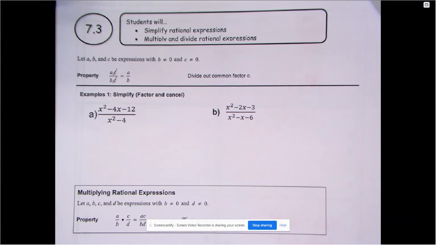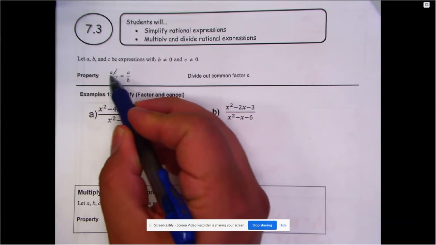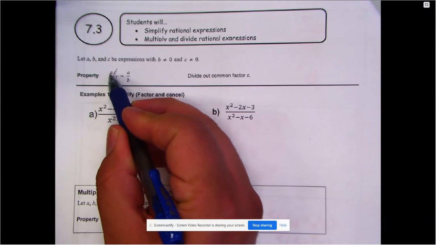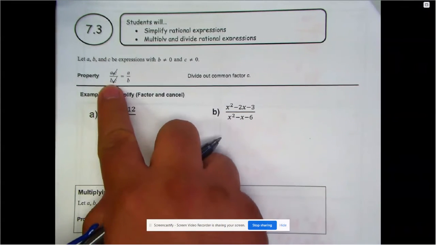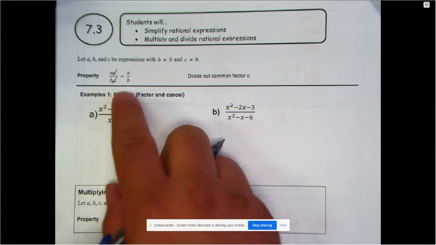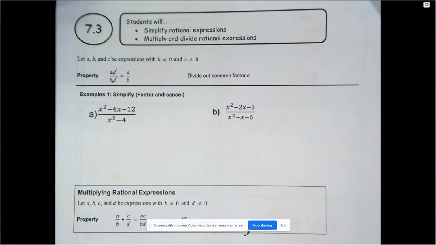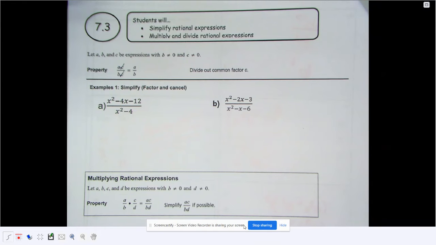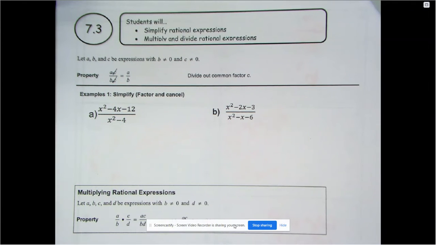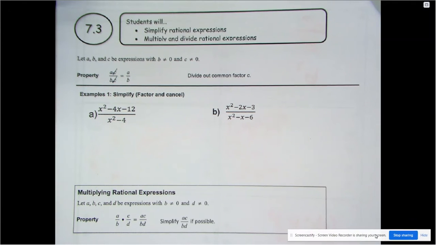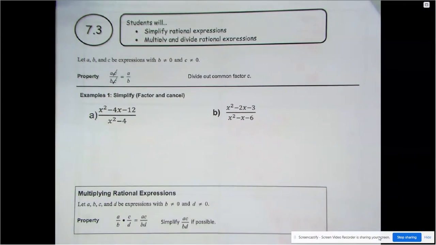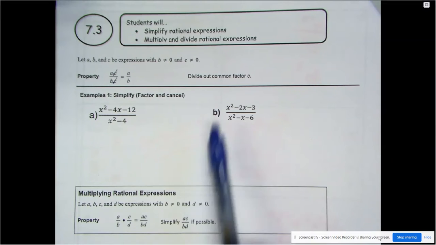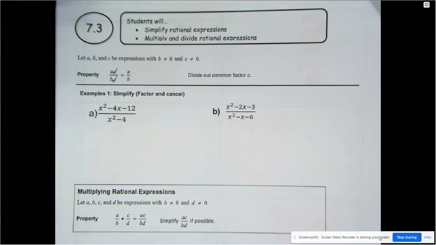And then the idea is when we have two things that are multiplying, like they are here, A times C over B times C. And again, the B can't be a zero, the C can't be a zero because you can't divide by zero in math. Then the idea becomes, well, if they have something in common, then we should take it out. Just like the C, they canceled. So I'm left with A over B. And so we divide out the common factor C.